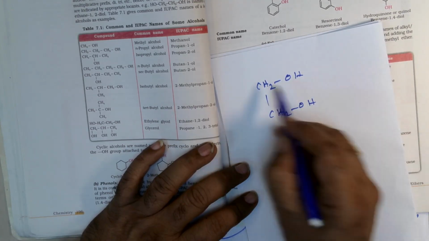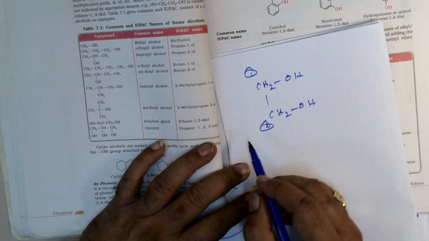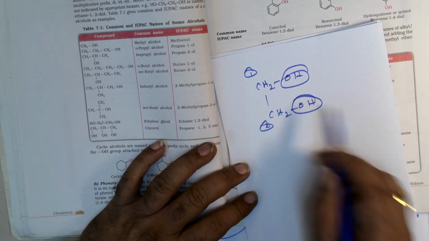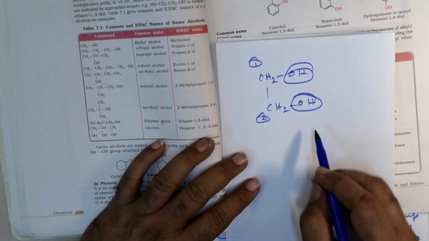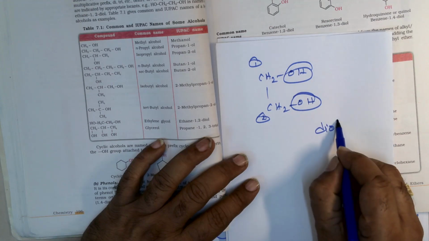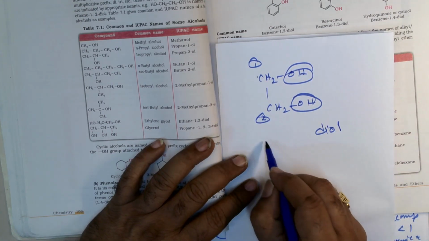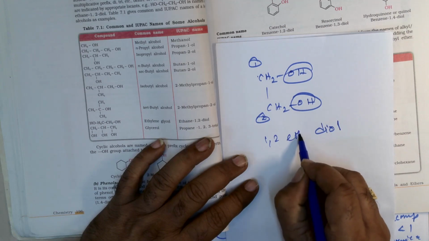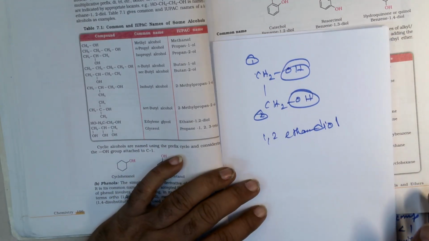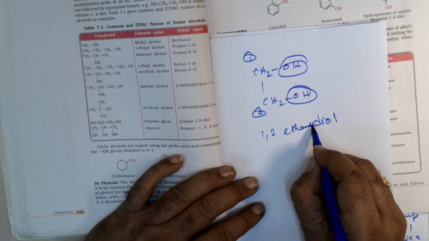CH2OH. Okay, this is first carbon atom, this is second carbon atom, and this is OH. So we have got two OH, so it will be called diol. And it is attached to first and the second carbon atom. So it can be called 1,2-ethane diol. Okay, you have to write ethane, then diol.